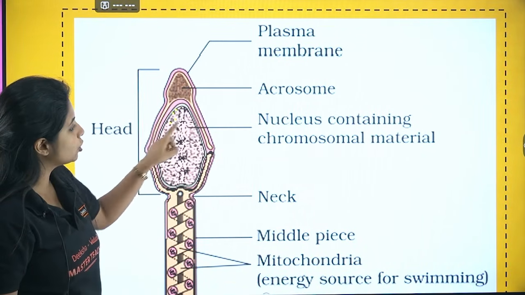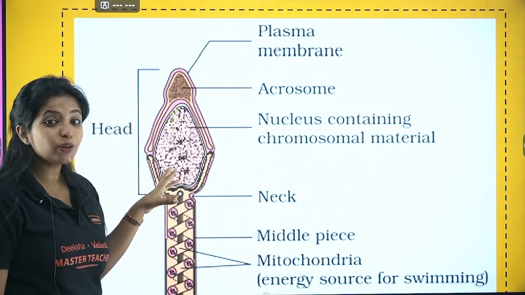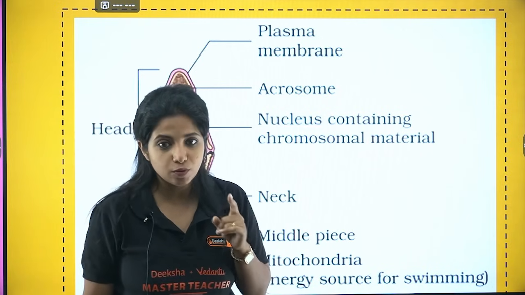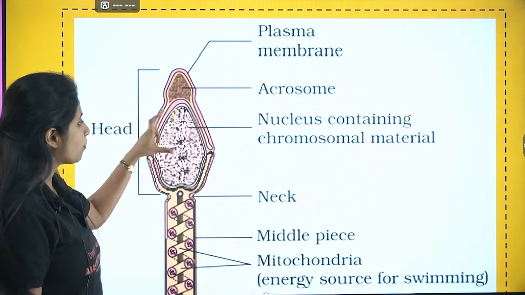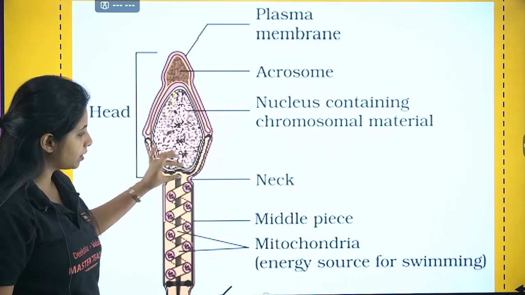And then in the head region, you also have a nucleus. This nucleus is going to contain a haploid number of chromosomes. You know, haploid here, haploid there, both of them become a diploid zygote. So it is going to have a haploid number of chromosomes. Neck is just there as a connecting link.